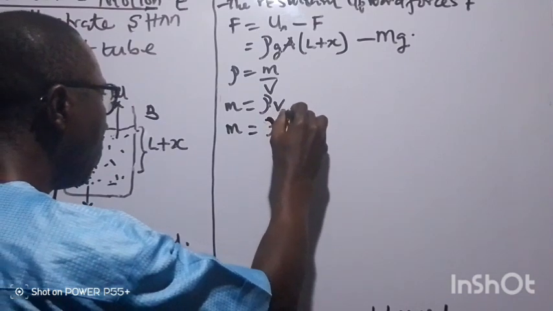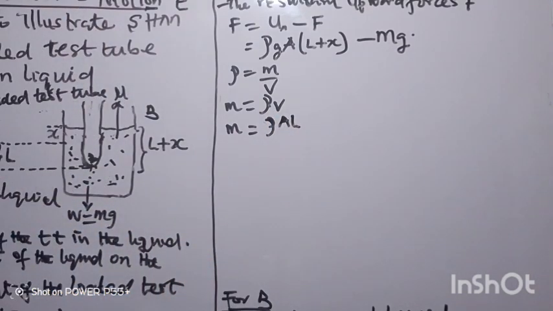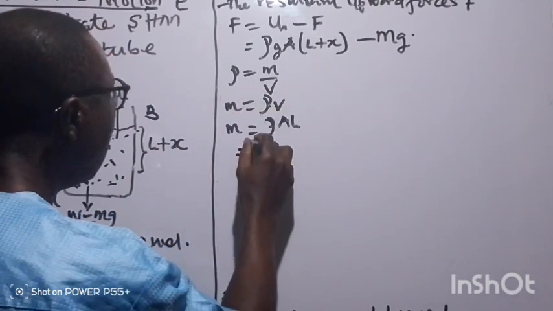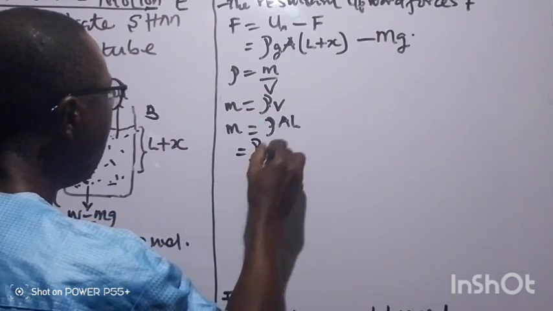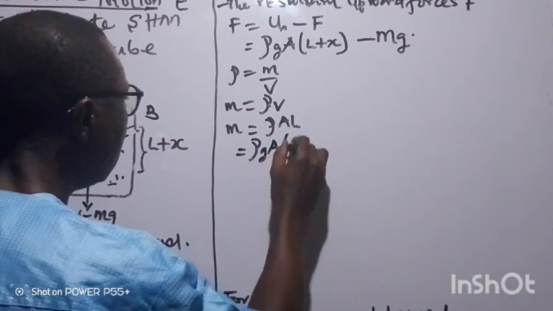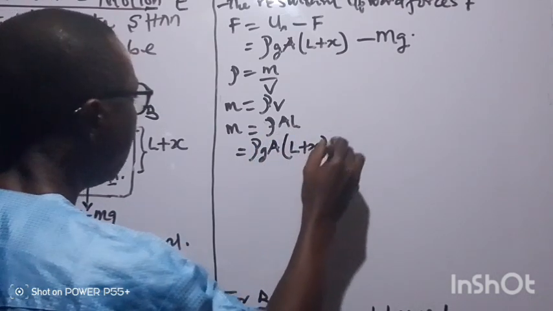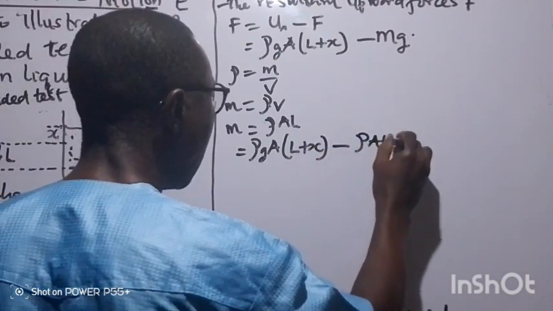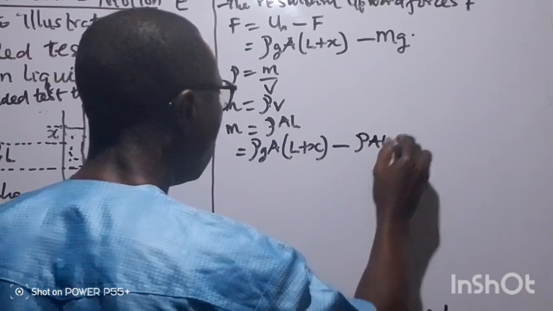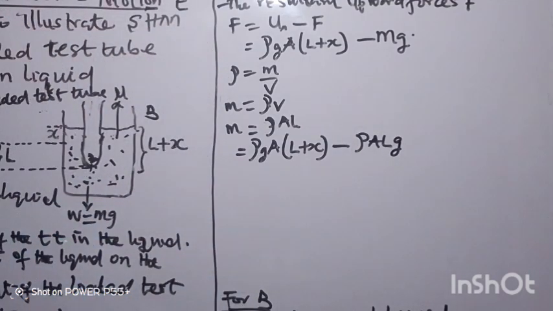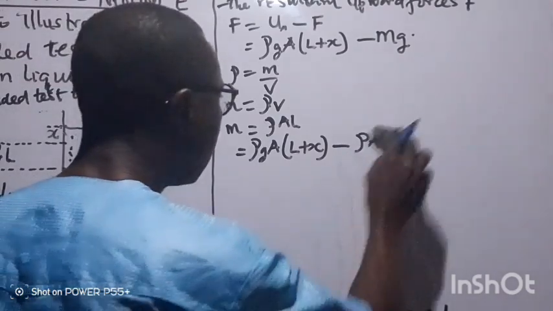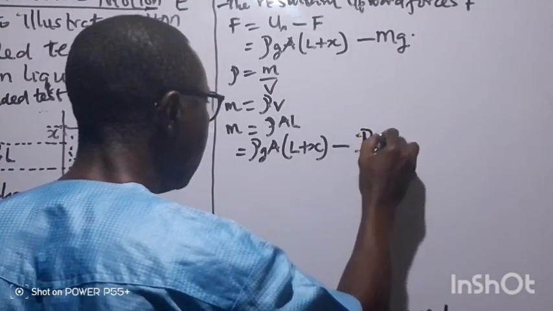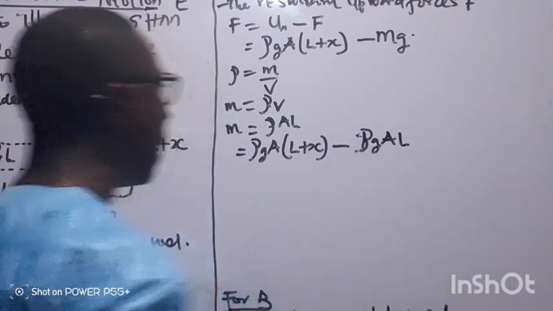If that is the case, as we did the other time, our mass will be equal to density multiplied by area multiplied by length. So without wasting time, our F now will be equal to density multiplied by G multiplied by A into L plus S, then minus density multiplied by A multiplied by L into G. Or rather, let's write it in this form, so it will be tallying with this one. That is density multiplied by G multiplied by A multiplied by L.